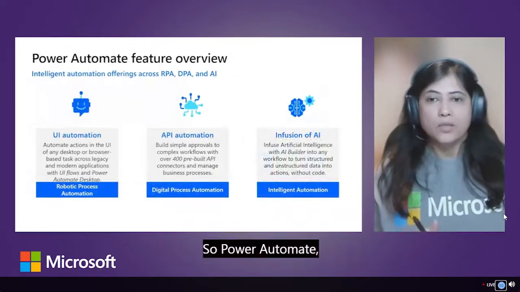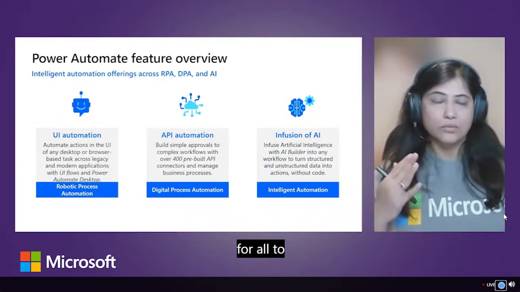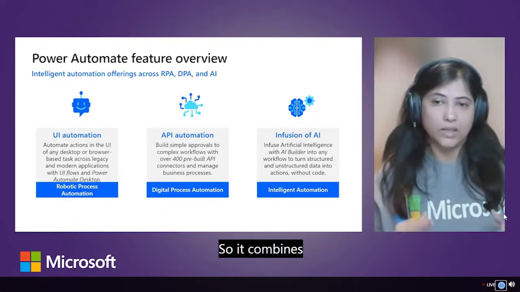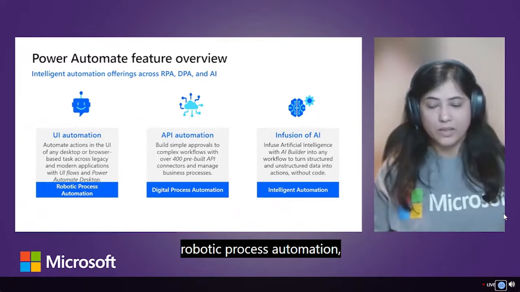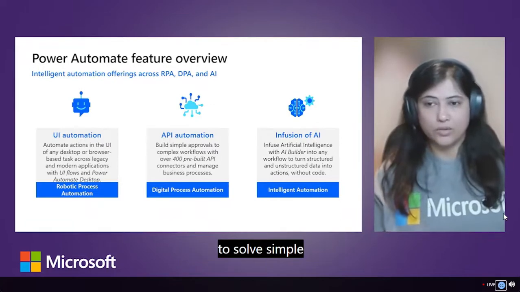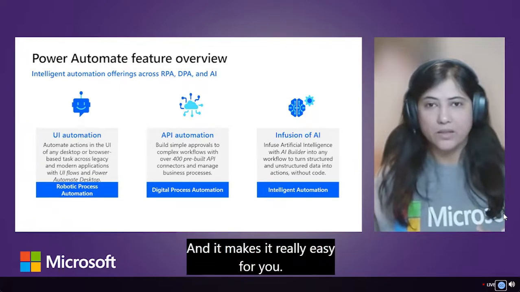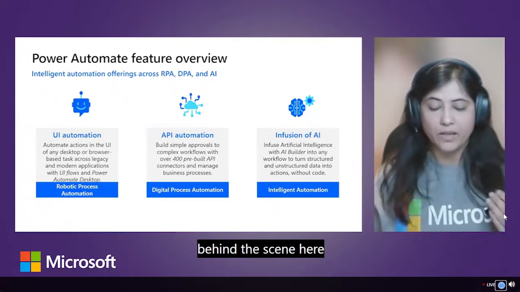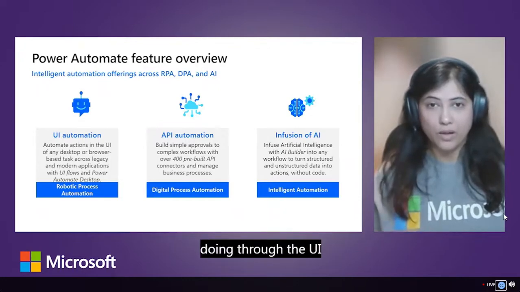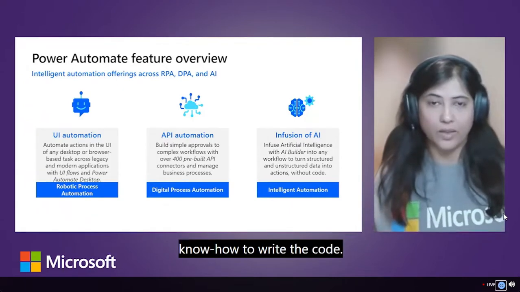So Power Automate brings intelligent automation for all to drive efficiencies across organizations. It combines robotic process automation, digital process automation, and also artificial intelligence to solve simple to complex needs. And it makes it really easy for you. You don't have to write any code; everything is done for you behind the scenes. All you are doing is working through the UI, which makes it really simple, even if you do not know how to write the code.